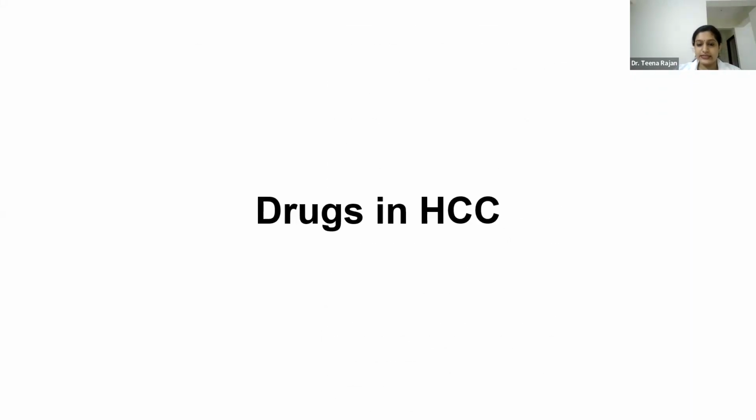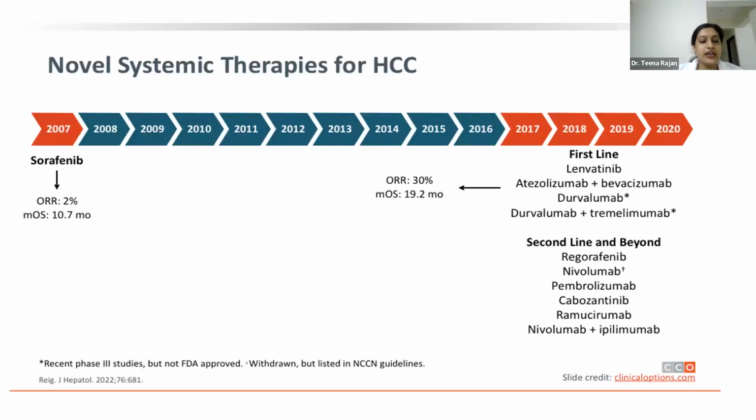So we'll be going to the next system. We have drugs in hepatocellular carcinoma. So we have the age-old sorafenib, then came lenvatinib, then you have atezolizumab, bevacizumab, and at the first line, now we have durvalumab and tremelimumab. So second line and beyond, we have regorafenib, cabozantinib, and ramucirumab, and also you have immunotherapeutic options.